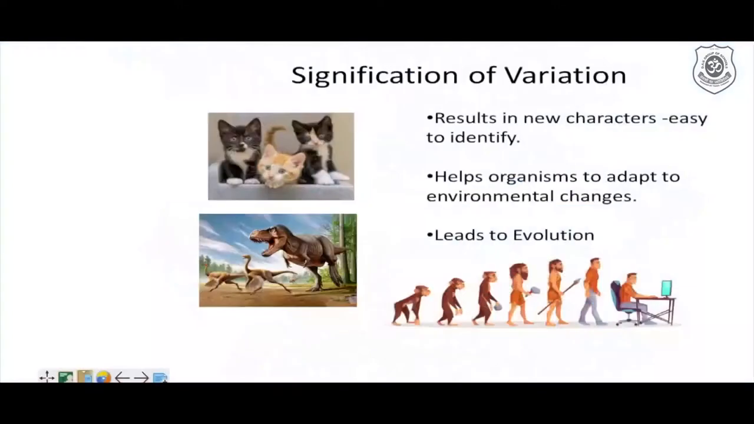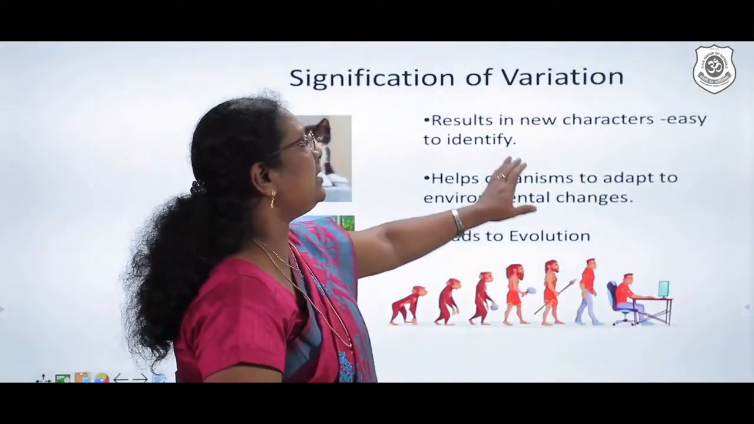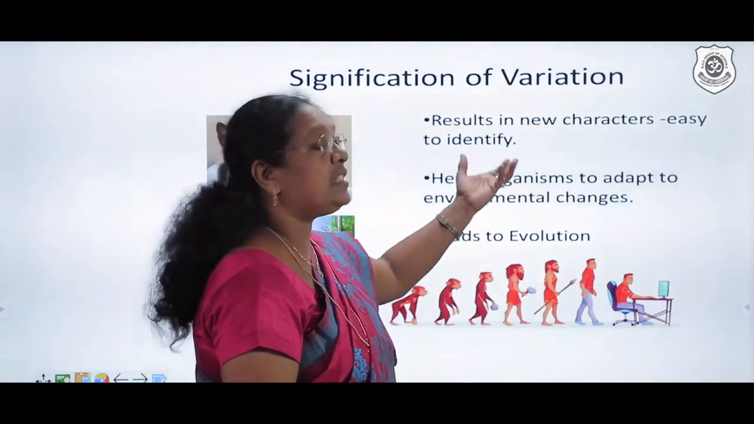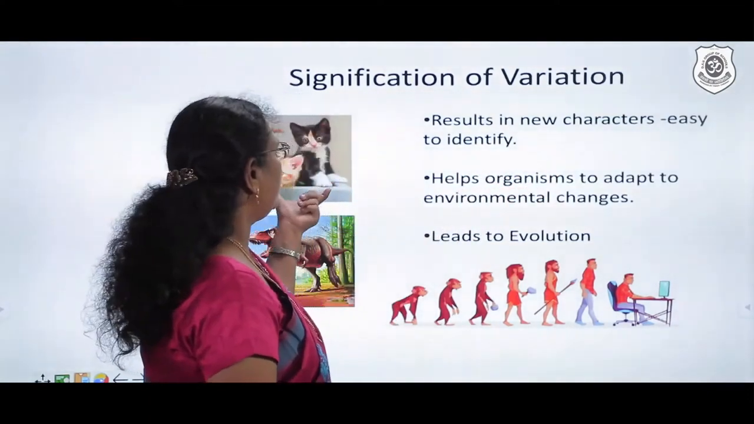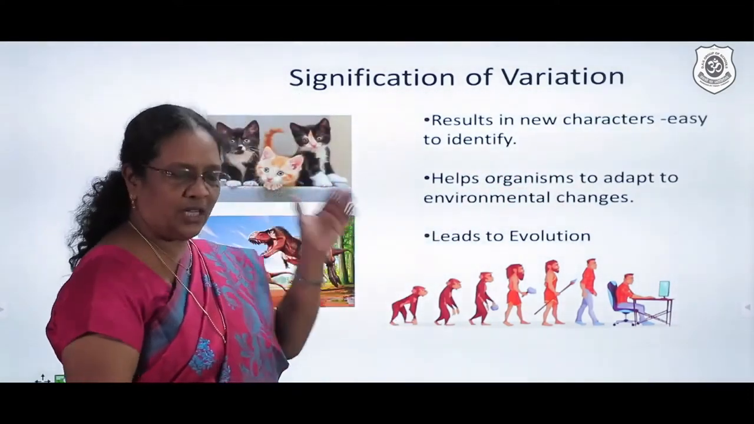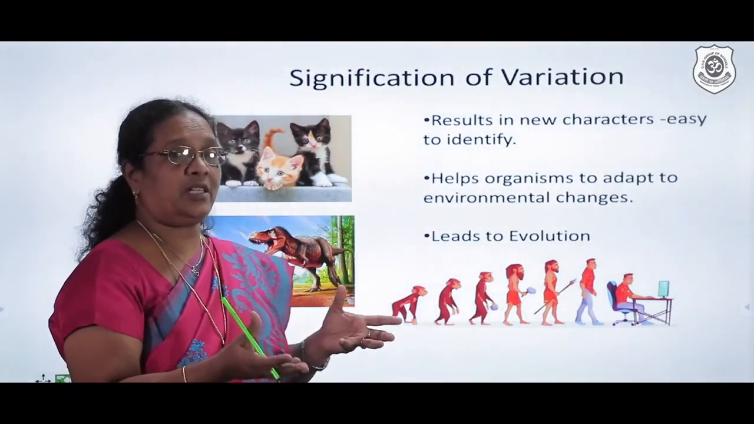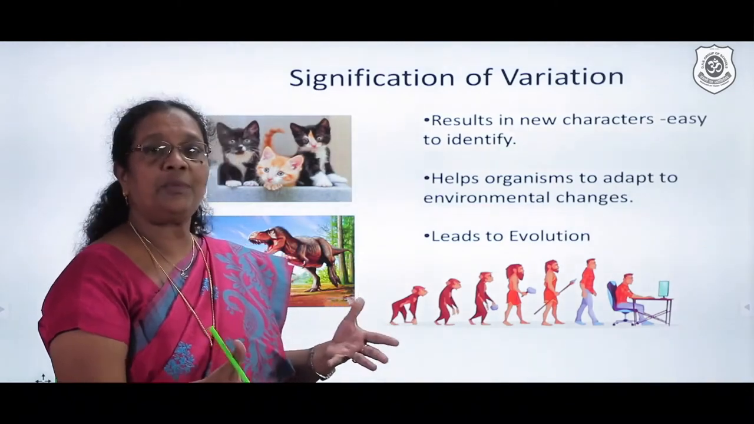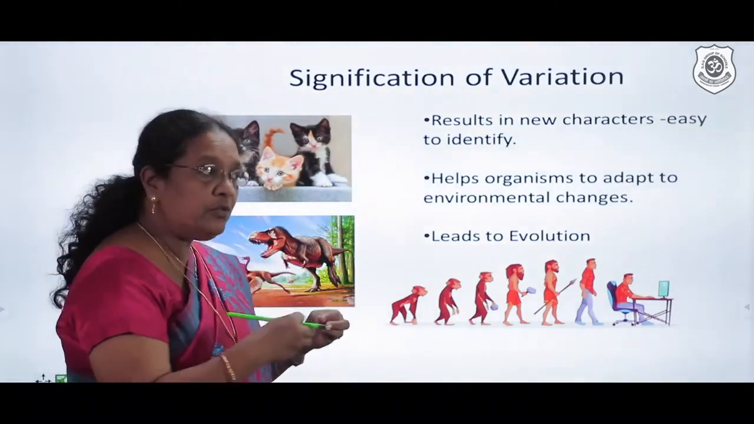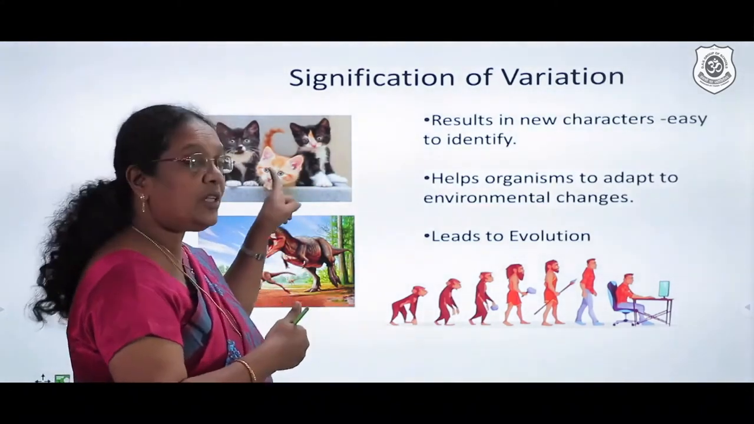Fine. If it's highly beneficial, what is the significance of this variation? We find that it results in new characters, easy to identify. One of the simple things, we have so many kittens. At one time, a cat gives many kittens. If everything is going to be a 100% replica, sometimes we may not be able to identify them. But because of the DNA variations, they look different.